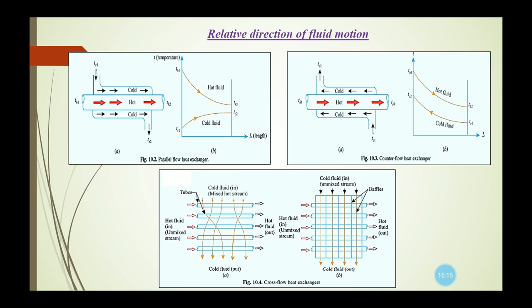In diagram 10.4b, on the right hand side of figure 10.4, you can see that each of the fluids follows a prescribed path and is unmixed. It is written in the diagram as unmixed stream for both the hot fluid and the cold fluid. There is no mixing, so the temperature of the fluid leaving the heater section is not uniform in this case. Some examples of this cross flow heat exchanger are the automobile radiator.